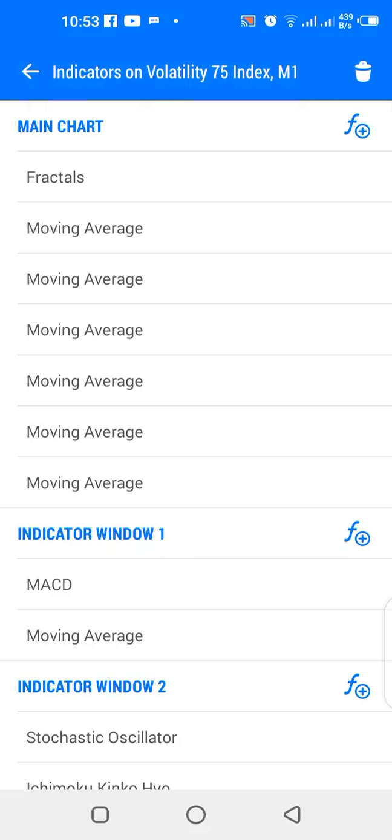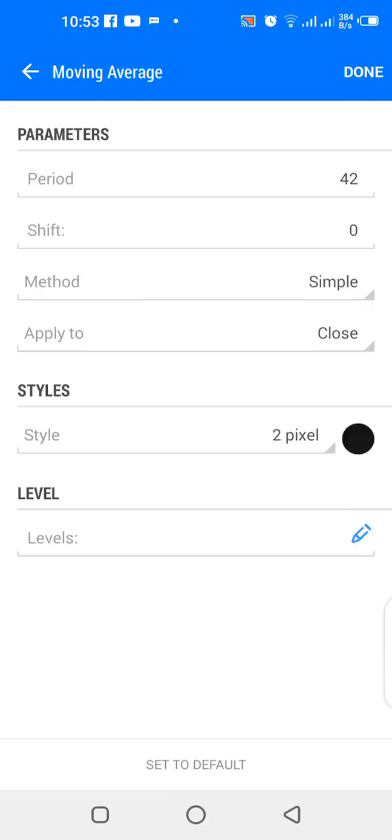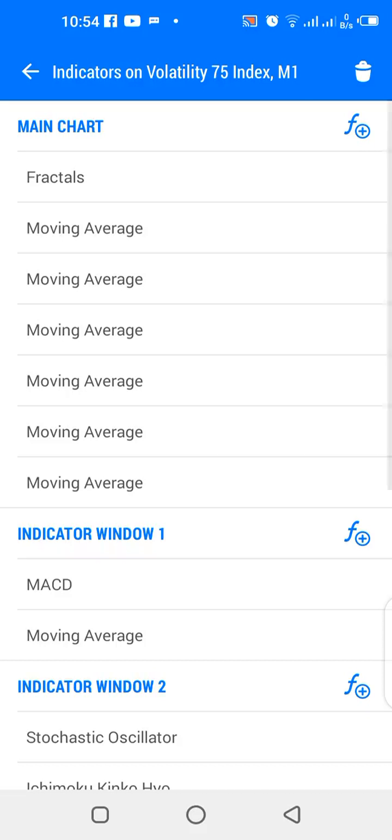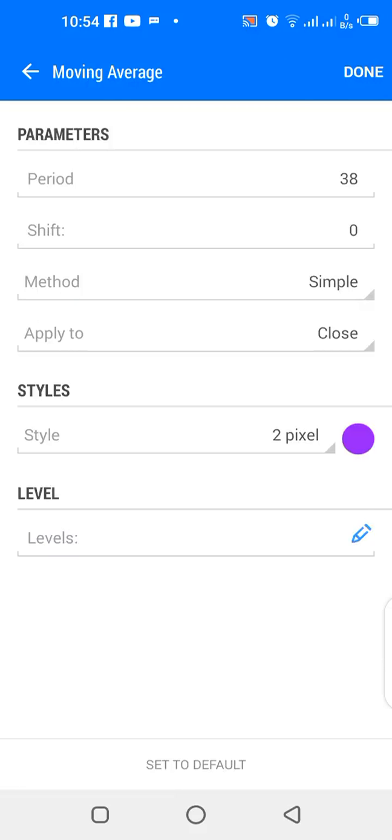Now the first moving average on the main chart, we have a 42 period simple moving average. The shift is 0. Apply to close, color is black. Then the second moving average, we have a 38 period simple moving average. Shift is 0. Apply to close, and the color is purple.